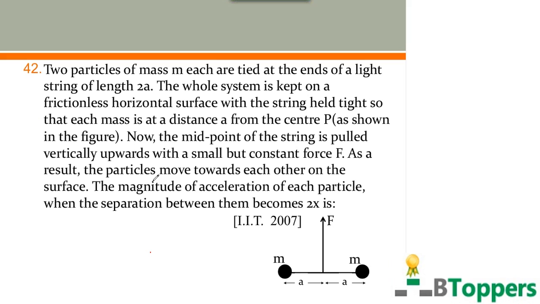So the two particles lie on the smooth horizontal plane here. The force is applied in the vertical upward direction. The initial separation between the two particles is a plus a, that is 2a. You have to find the magnitude of acceleration of each particle when the separation between them becomes 2x. Come on, look at the solution of this problem.